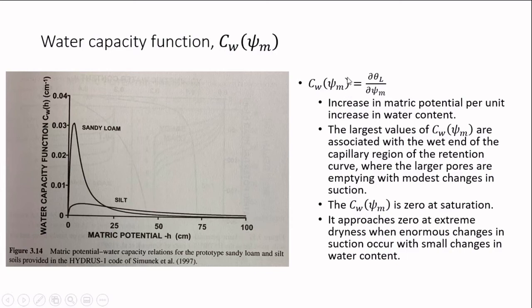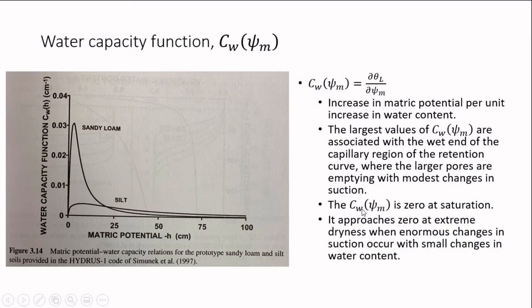All right. So C(θ) equals the derivative of matric suction with respect to water content. This is the increase in matric potential per unit increase in water content. The largest values of this water capacity function are associated with the wet end of the capillary region of the retention curve, where the larger pores are emptying with modest changes in the suction, right?